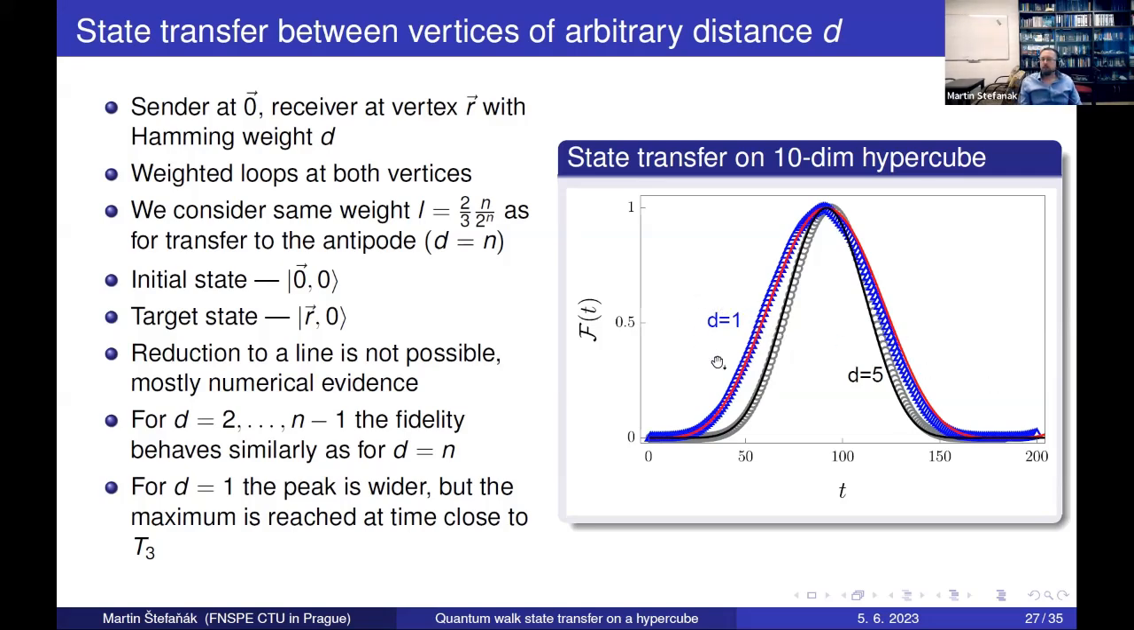When the sender and receiver are neighboring vertices, then it's slightly different. The peak of this fidelity as it evolves with time is wider. Nevertheless, it reaches close to unity at a similar number of steps as for other distances. The reason for this difference, we'll look at that later.